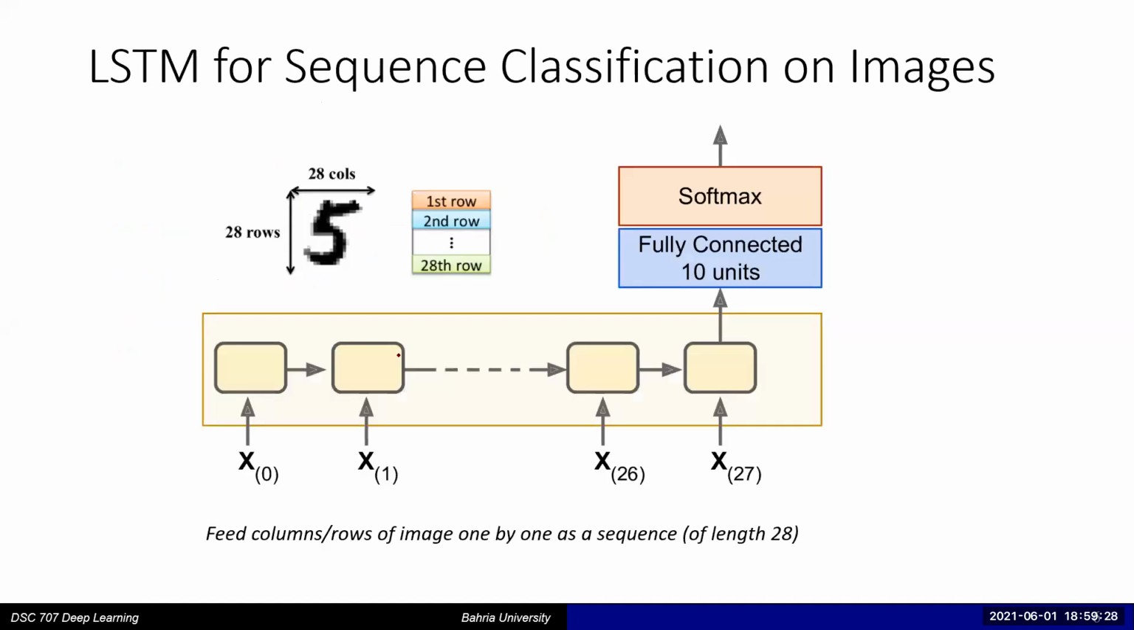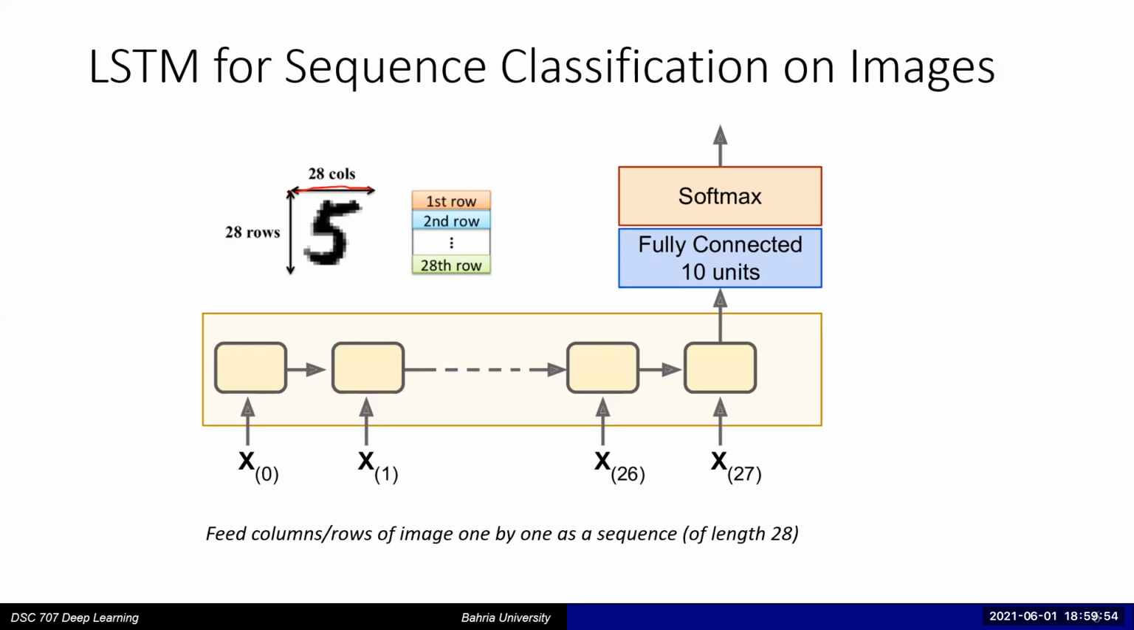Now let's see what if we try to apply LSTM on images, which does not look very intuitive if you see it for the first time, because we have been saying that LSTM is for sequential data. But we can play smart and we can convert an image into a sequence. Now let's see how we do that.